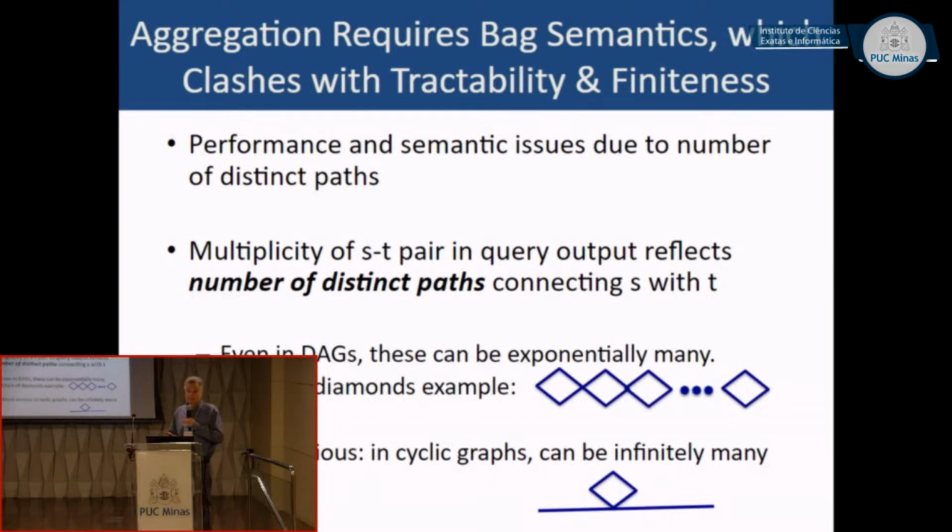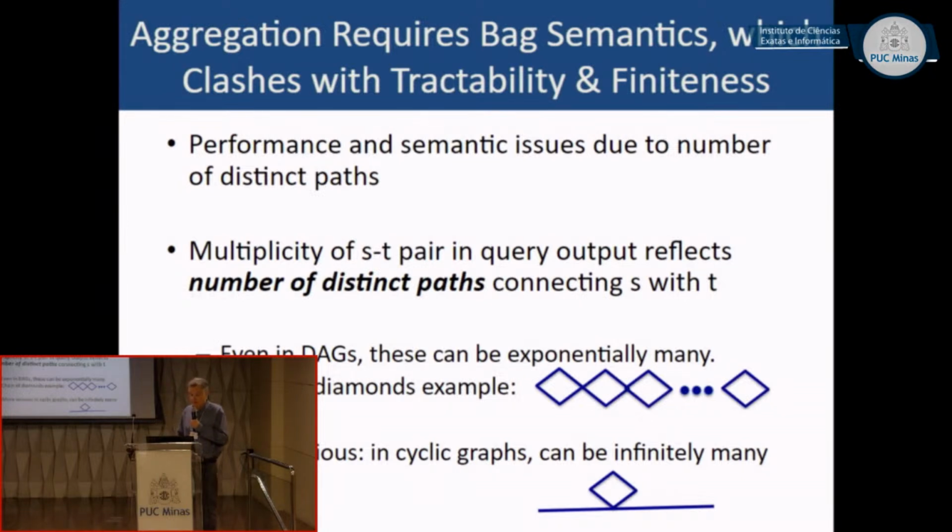So in current graph query languages, the multiplicity of a source target pair of nodes in the output of matching a pattern against a graph equals the number of distinct paths that connect the two. And the problem with this is that even in non-cyclic DAGs, this number can be exponentially large in the size of the graph.